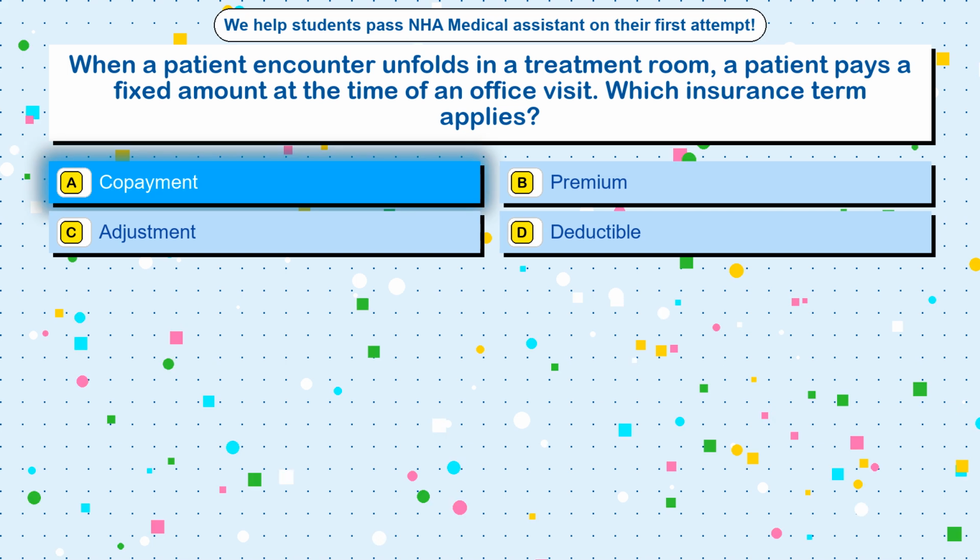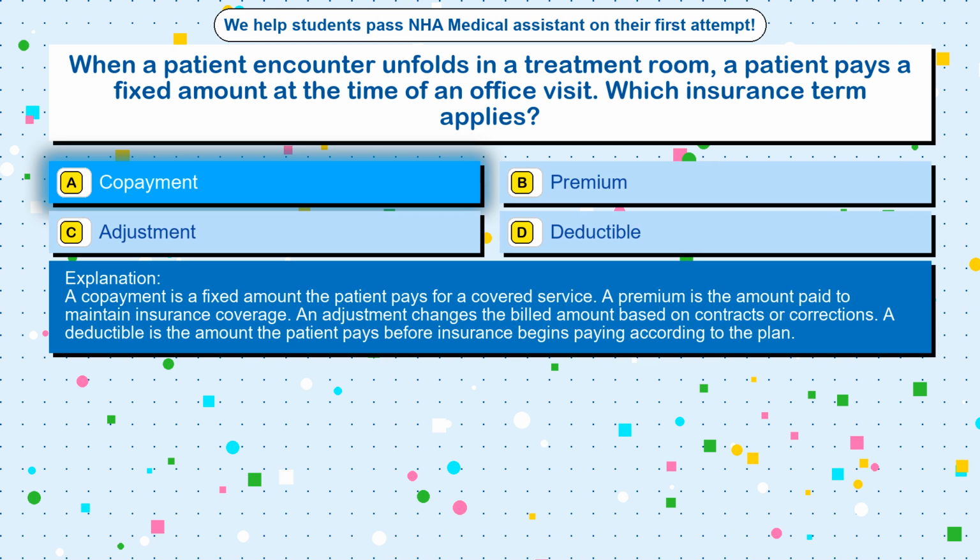Copayment. A copayment is a fixed amount the patient pays for a covered service. A premium is the amount paid to maintain insurance coverage. An adjustment changes the billed amount based on contracts or corrections. A deductible is the amount the patient pays before insurance begins paying according to the plan.